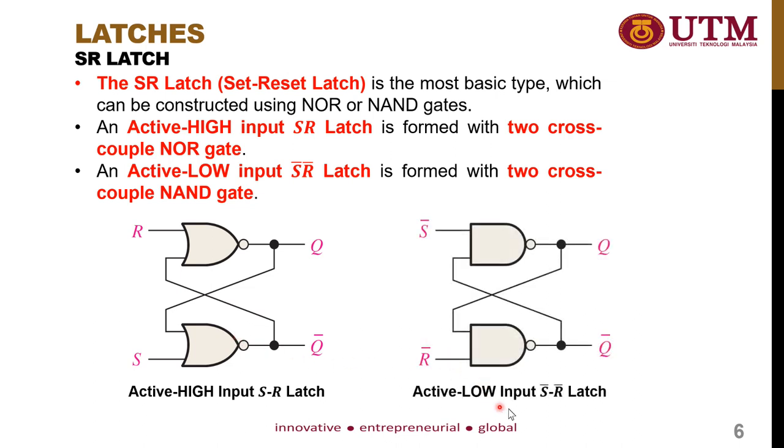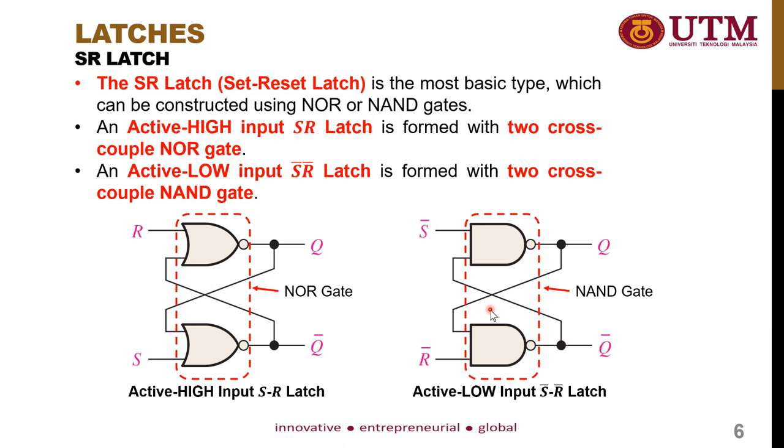But if you want to design the active low input S bar R bar latch, you need to use NAND gate. The circuit arrangement is similar for active high and active low, but you need to notice that one uses NOR gates and the other uses NAND gates. That is one. The second difference is that for the active high latch, input R with a feedback input will produce output Q. But for the active low S bar R bar latch, input R bar with the feedback from the Q will produce output Q bar.